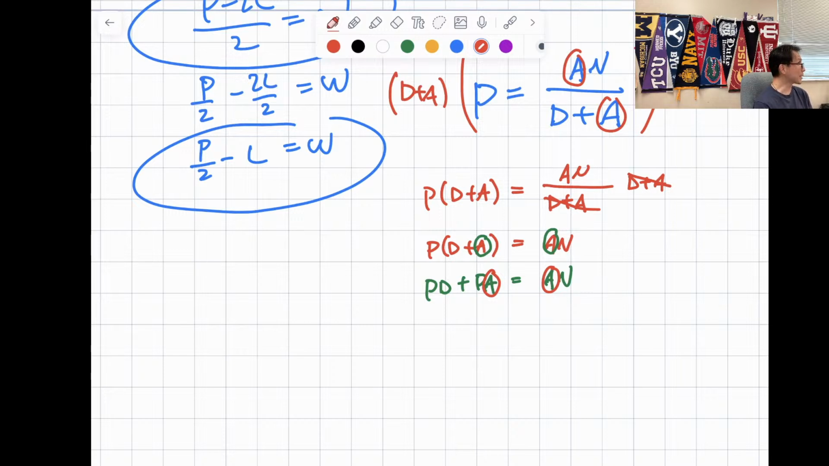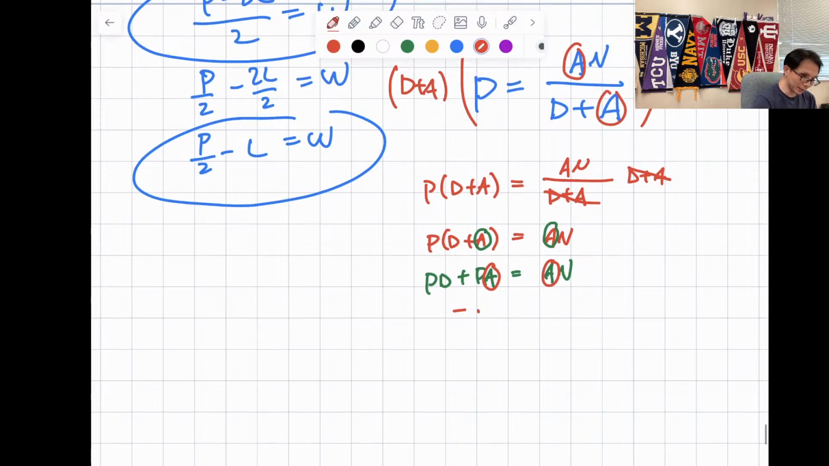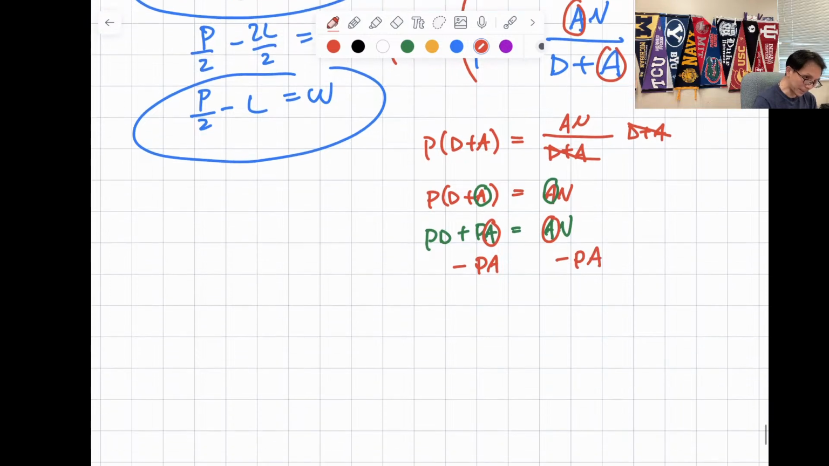You gotta isolate the A. So all the A terms need to move on the other side. So how do I do that? Not divided by A. You have to subtract. You have to move the whole PA over to the other side. Is that okay? So PD equal to AN minus PA.